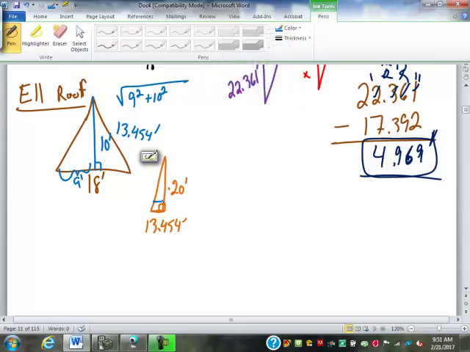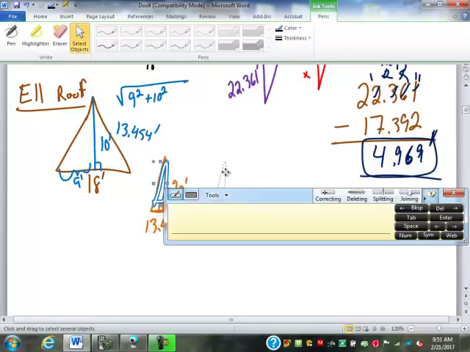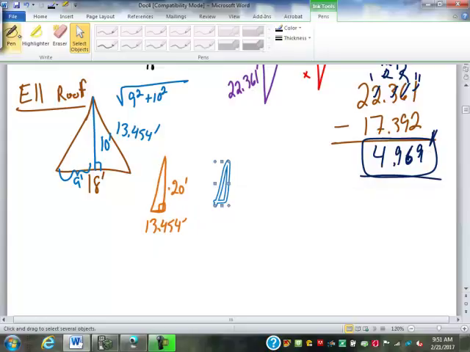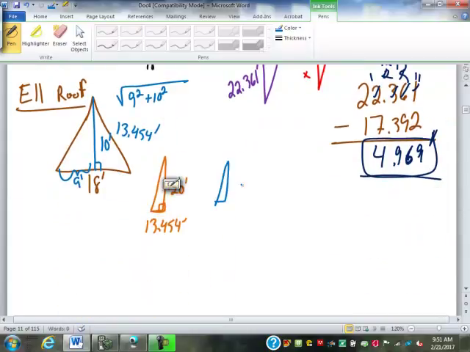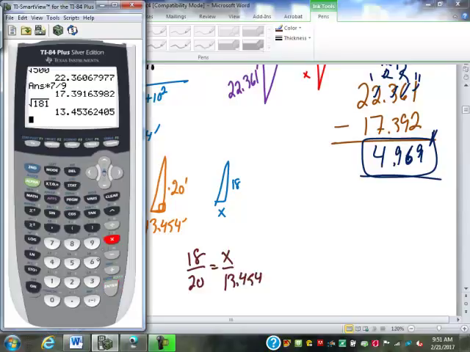So then our next triangle is going to be here. What do we know about that? This is a 40-foot span, half the span. Half the span of the other roof. So that makes this 18, and this will be X. So 18 over 20 equals X over 13.454. So 13.454 times 18 divided by 20. 12.108.